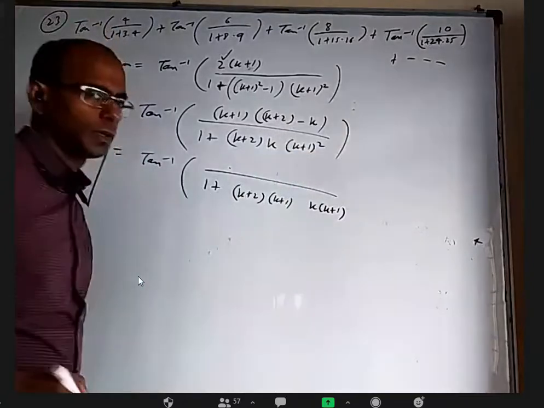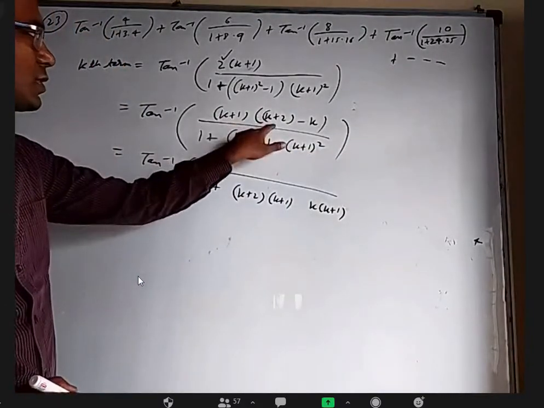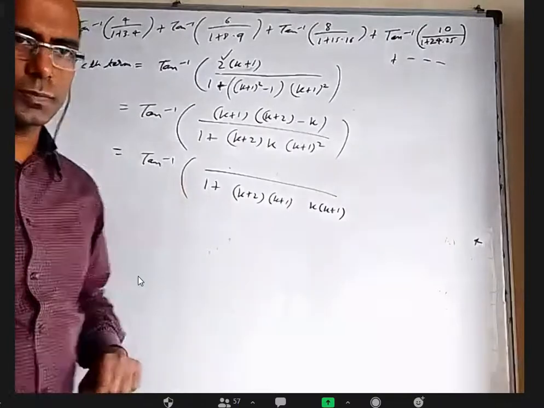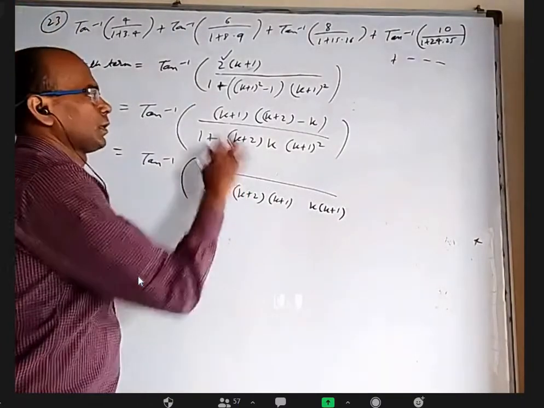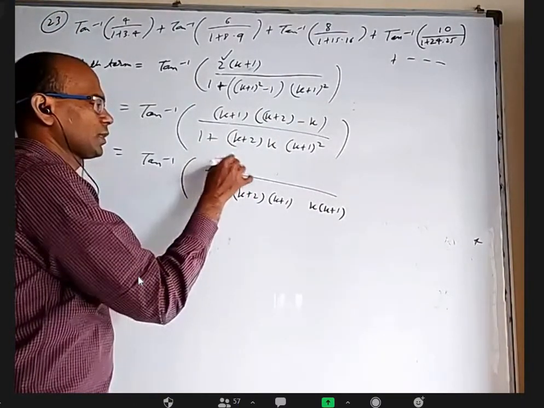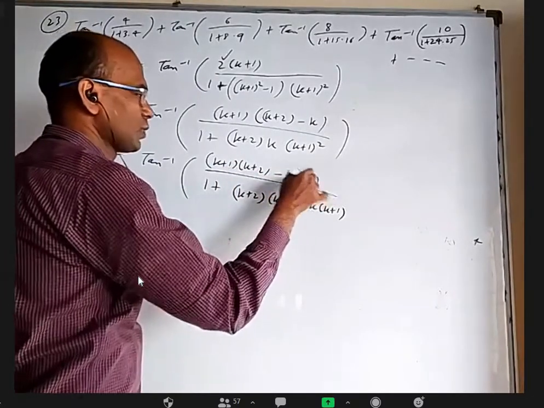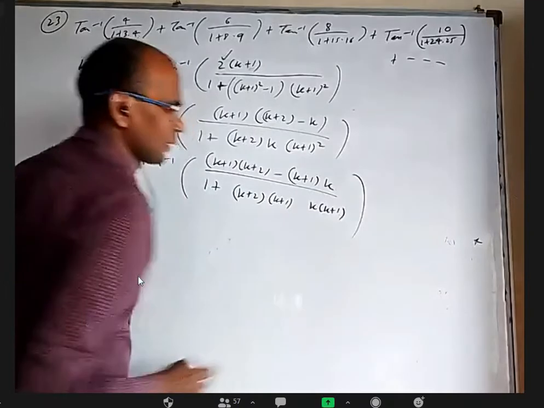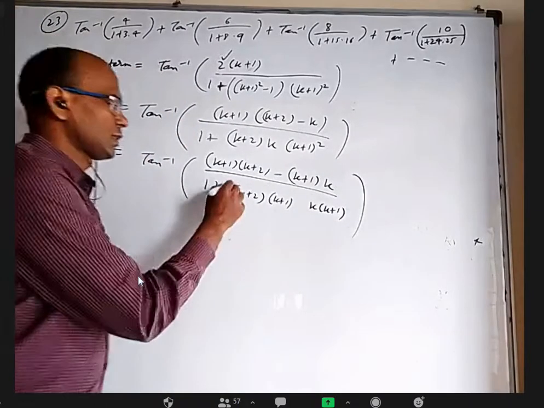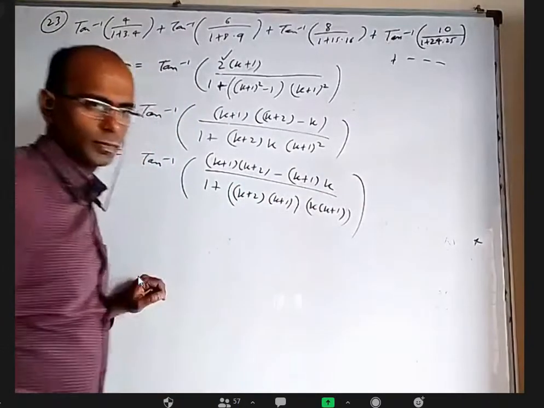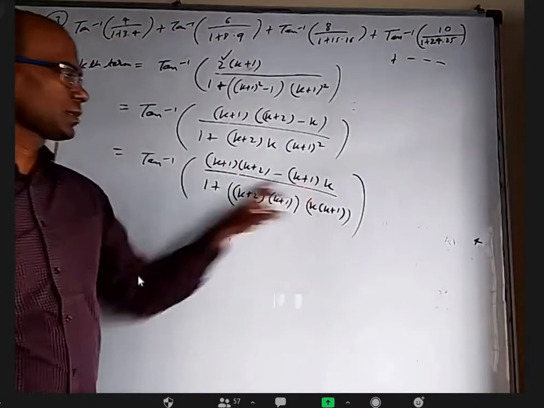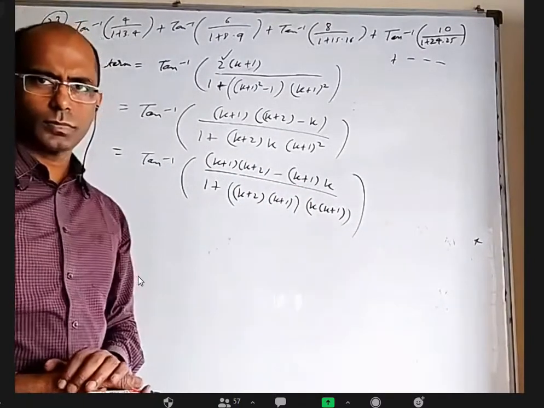Now we can see this into this, that product is only this. When you open it, what becomes? k plus 1 into k plus 2 minus k plus 1 into k. Now it looks like this is like A, this is like B. Tan inverse of A minus B by 1 plus AB. Is it okay?